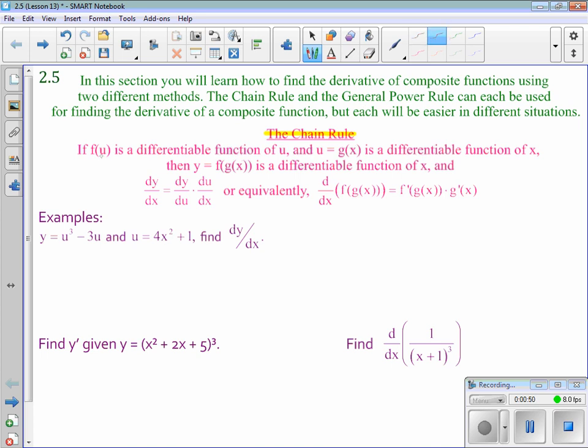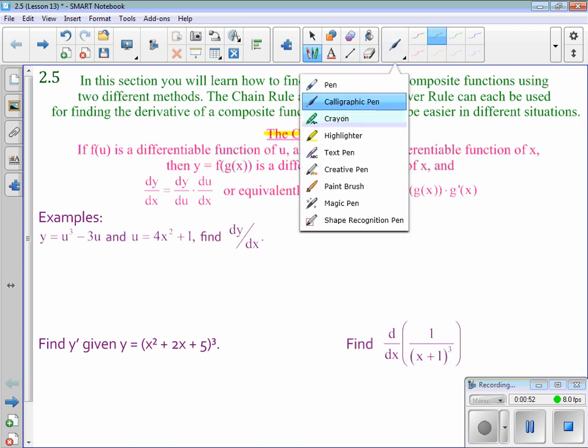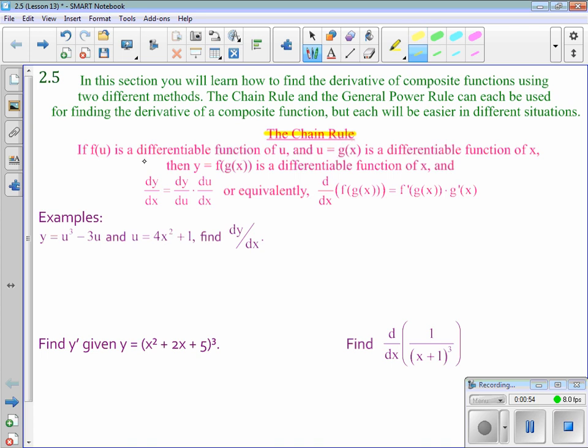Okay, so first thing that you need to realize here, I suppose we should highlight it. When I'm using the chain rule, if f of u is a differentiable function, so it just means I can take the derivative, and u equals g of x is a differentiable function, so what's inside here I can also take the derivative of, then f of g of x is differentiable. And this is true here, so this is what I would highlight. Your dy dx is dy du times du dx. Or this is the more common way to see it over here.